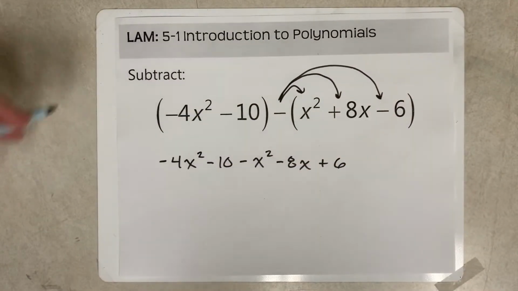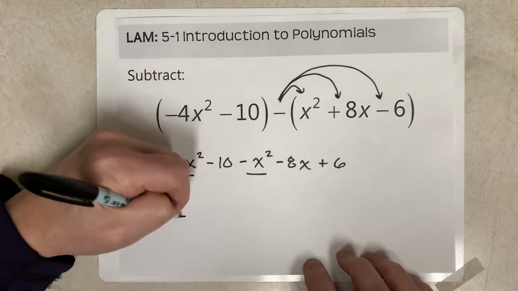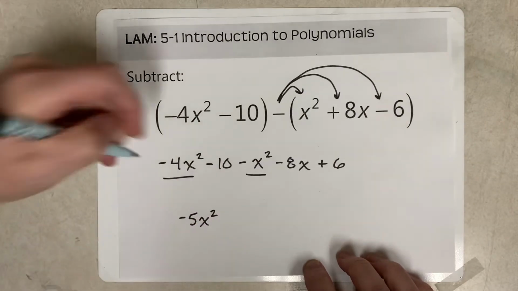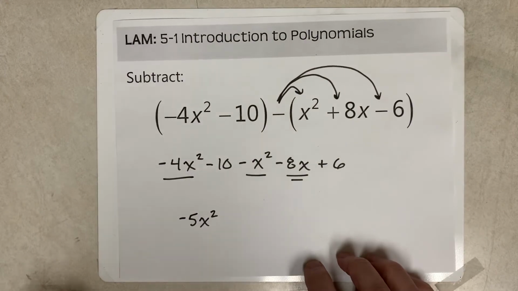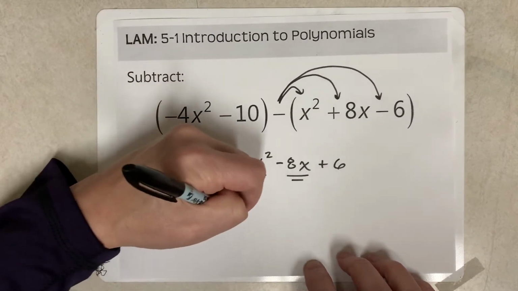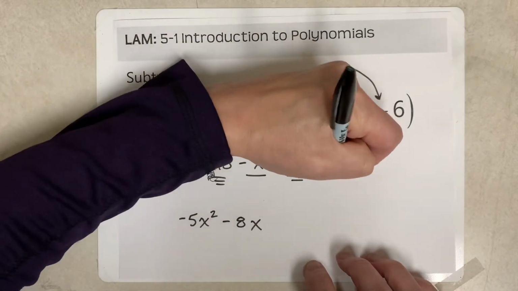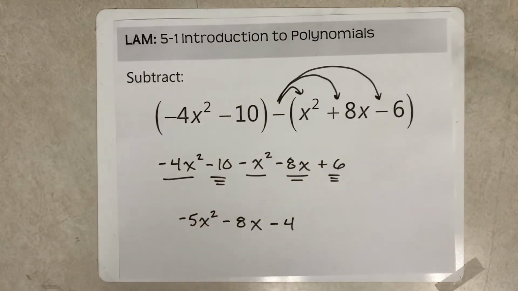All right, so now we're going to combine like terms. Negative 4x squared and negative 1x squared is negative 5x squared. Okay, then we have a negative 8x next. There's no other terms that have an x in it, just a plain x. So minus 8x. And then we have a negative 10 and a positive 6, and that's going to give us a negative 4 at the end. And that's your final answer.